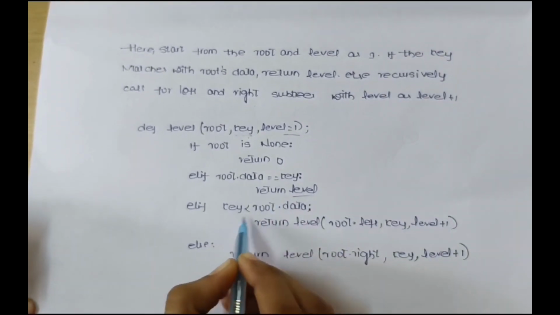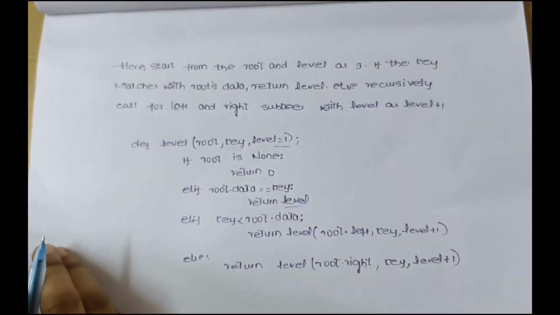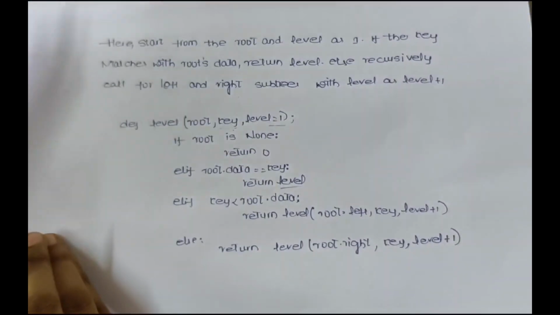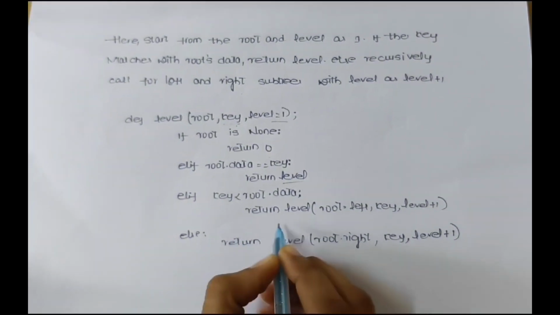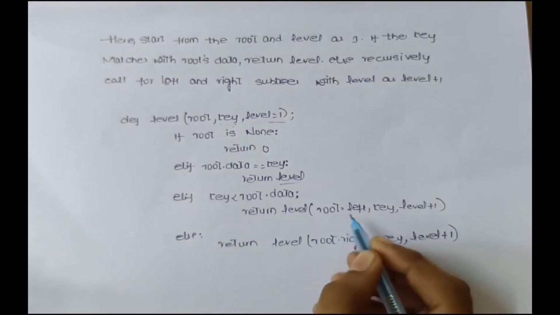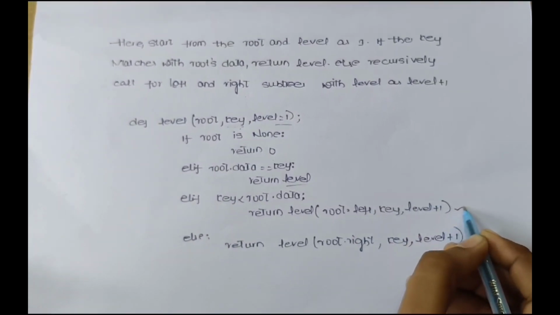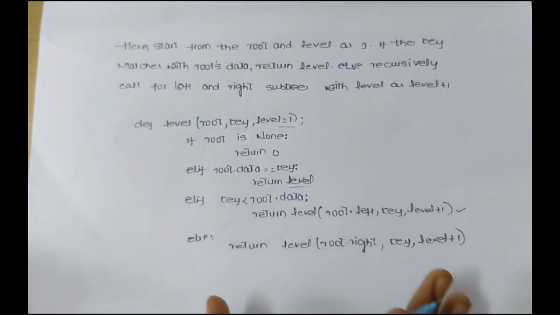And after that, if key is less than root.data, we go to the left subtree because as per the conditions of the binary search tree, the left side has smaller elements and the right side has higher elements. Otherwise we go to the right. Here we check the level of root.right with the key, and if the element is present we increase the level. Likewise in the right subtree also.